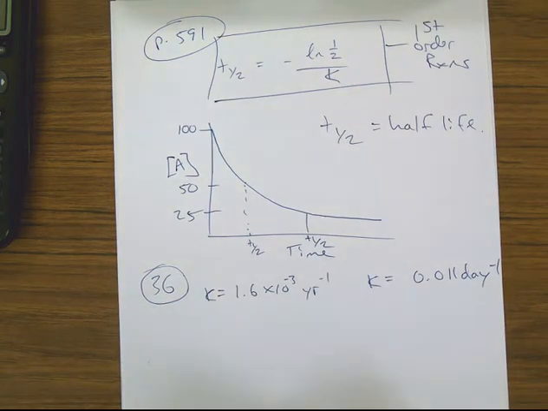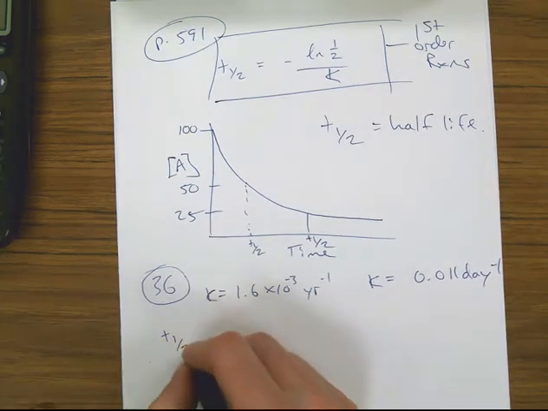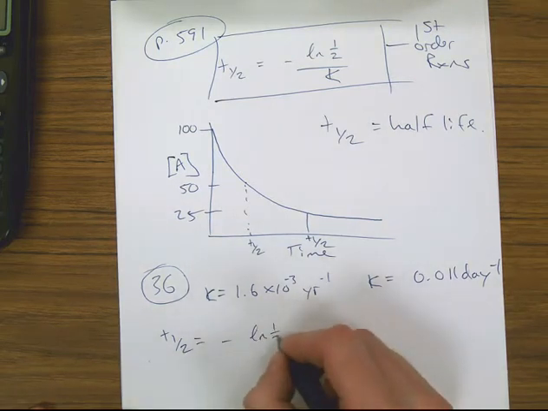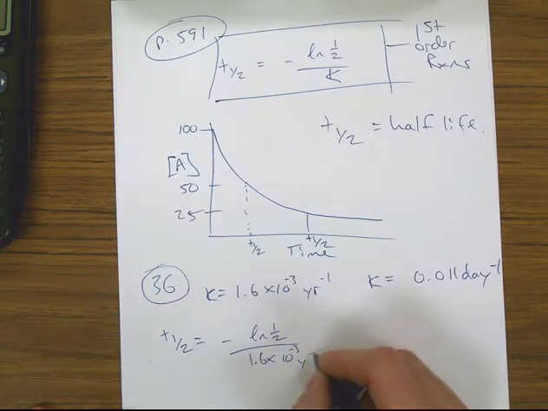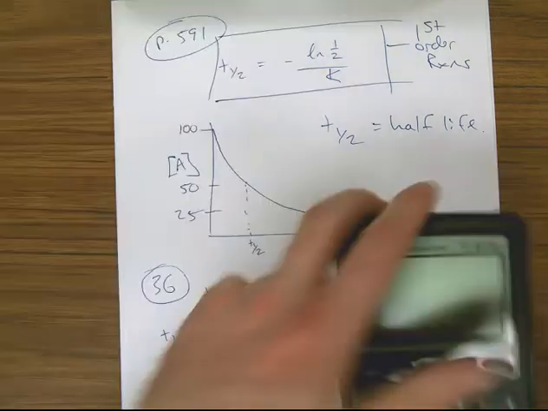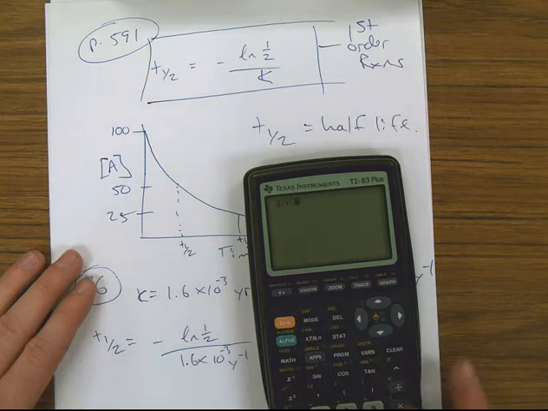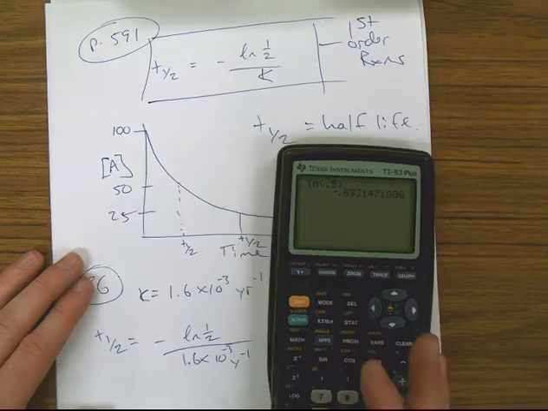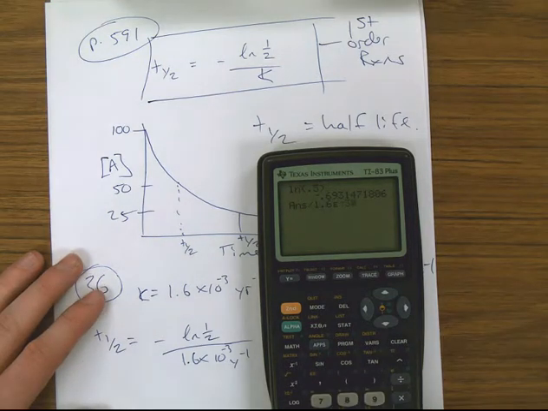So this is the americium-241, and I'm going to use the equation that I wrote up above. So the half-life is equal to minus natural log of a half divided by 1.6 times 10 to the negative third inverse years. So I'm going to go ahead and plug that in. So the natural log of 0.5, and get that answer. And then I'm going to divide it by 1.6 times 10 to the negative third, and I hit enter.